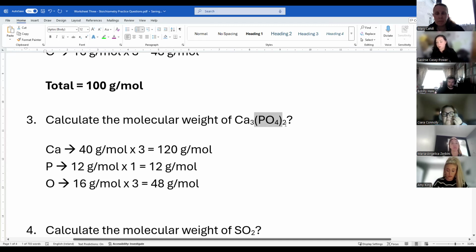So we need to show that we have 2 phosphorus atoms there. So that would be 2. Now I just need to double check the molecular weight of phosphorus.